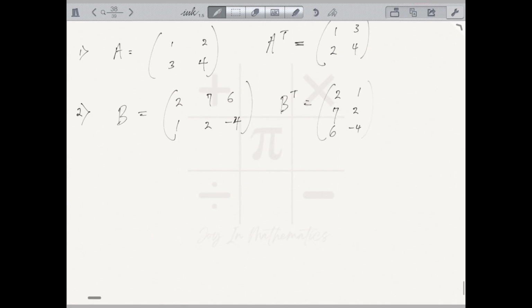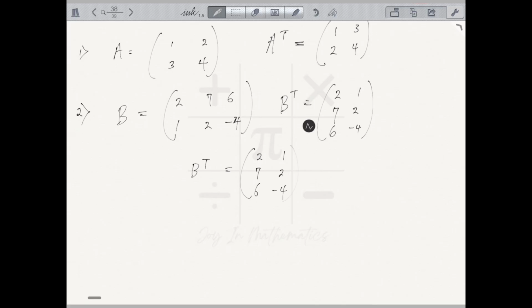Or if you want to go in the direction of the column becoming the row, the first column, 2, 1, becomes the first row, 2, 1. The second column, 7, 2, becomes the second row, 7, 2. And the third column, 6, minus 4, becomes the third row, 6, minus 4.